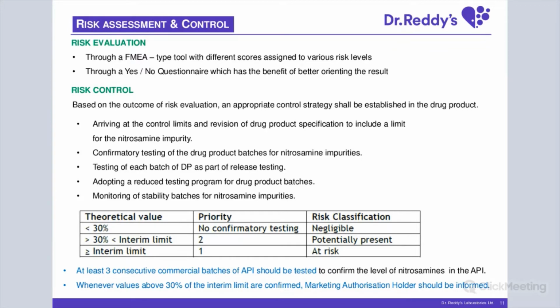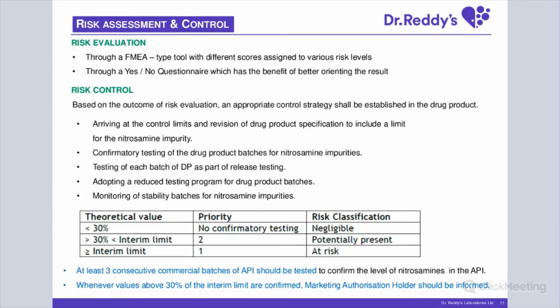Then, as a part of the risk control, once we have the risk evaluation, it is very, very important to establish the appropriate control strategy in the drug product. So once we do the risk evaluation, we arrive at the appropriate control limits for the drug product. Basically, it is based on the acceptable intake for each drug. The level of dosage will be different, and the acceptable intake levels of the drug will be different. So based on that, we'll arrive at proper limits for the suspected nitrosamine, and based on that, we'll do the testing.